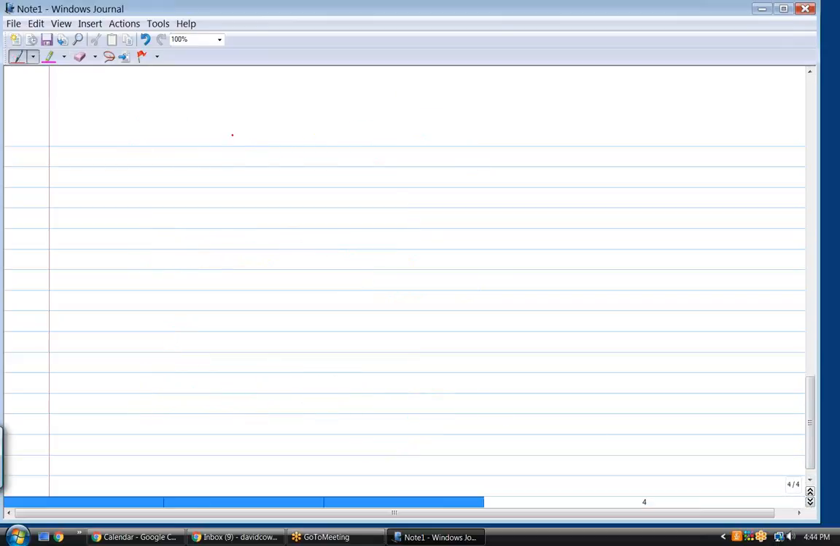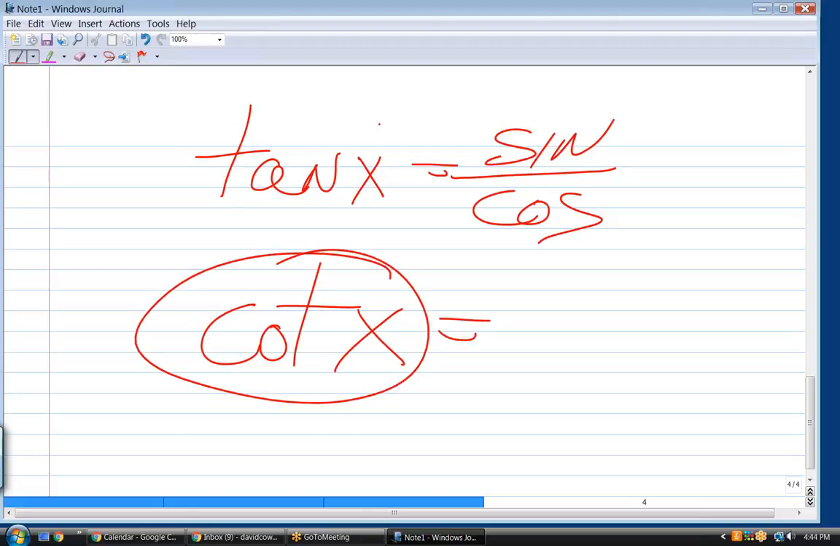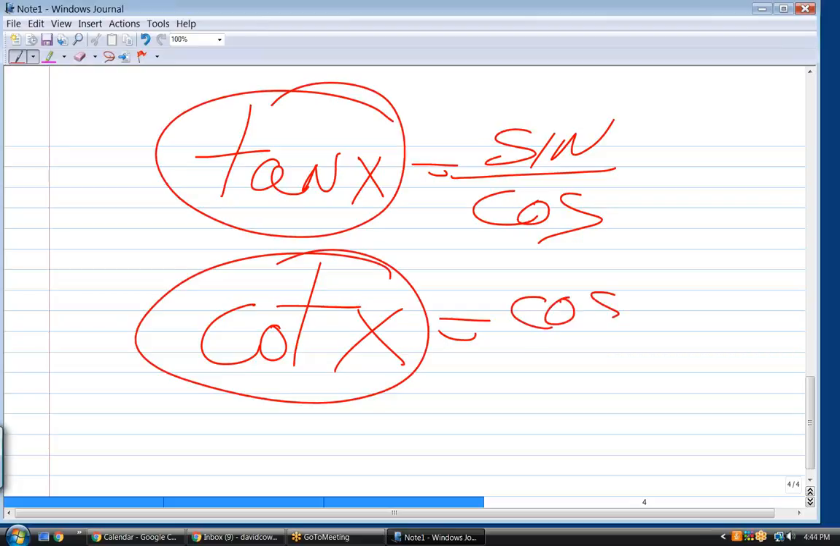Now, the quotient identities. What's that one equal to? And the only other one they want you to memorize is that one. Well, you don't have to memorize that. You know that's the reciprocal of that. So what does it have to be? Cosine over sine. So here's another case where you only have to memorize that one.